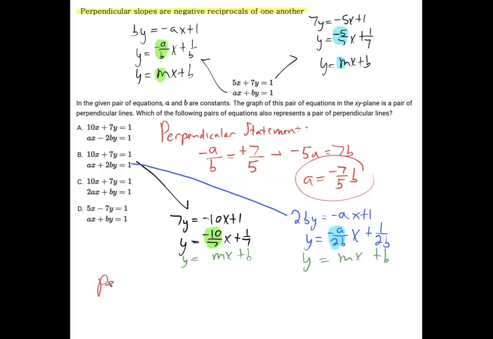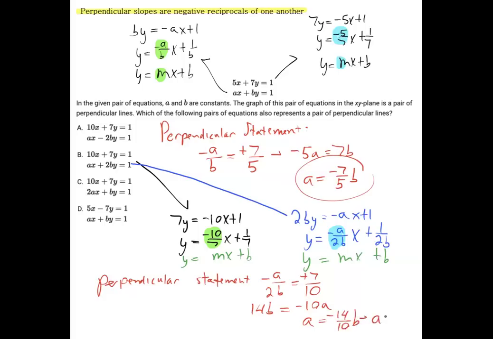So the perpendicular statement for this situation is the idea that the slope of one of them, negative a over 2b, is equal to the negative reciprocal of the other, positive 7 over 10. And now we can start simplifying this just like we simplified the other one. Cross multiply, and you get 7 times 2b equals 10 times negative a. And we can divide by negative 10 on both sides, and we'll get a is negative 14 over 10b.